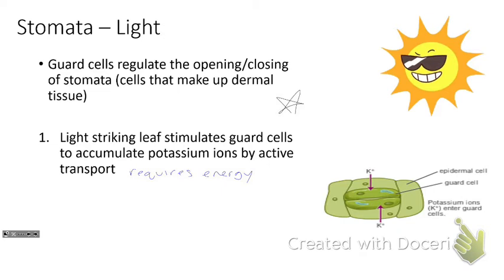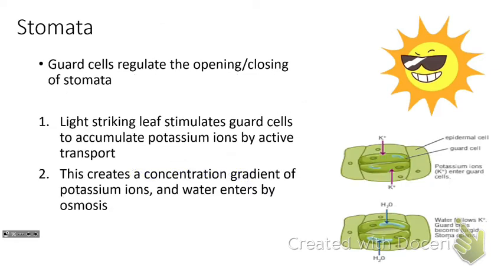So step 1, we have potassium ions going into the guard cells, okay? Once there are more potassium ions in the guard cells, this is going to create a concentration gradient, and then water is going to follow into those guard cells, okay? When water enters those guard cells, they inflate and it creates an opening, okay?